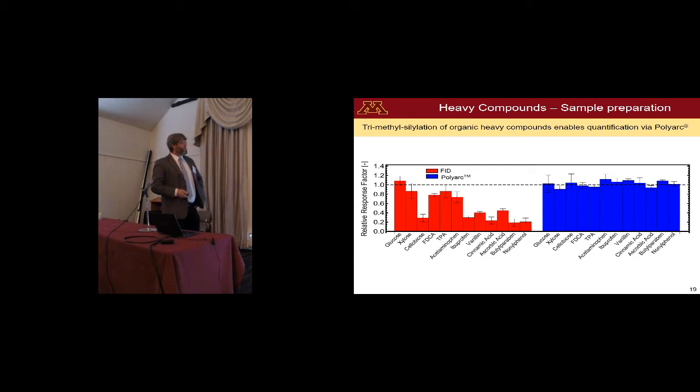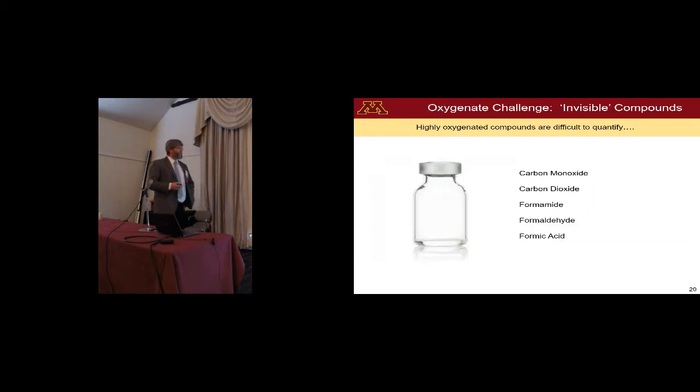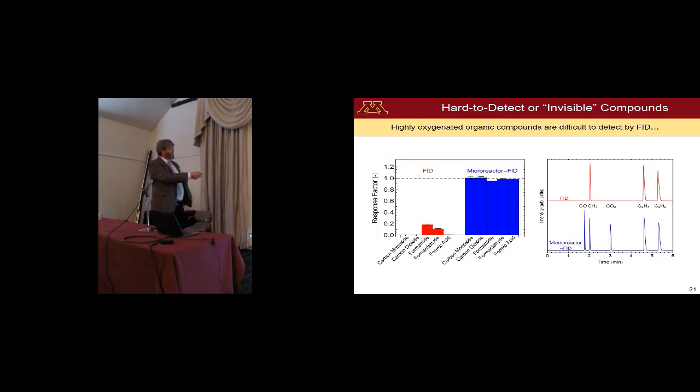Now there's even molecules that are worse. If you look at some of these other things like carbon monoxide, carbon dioxide, or formic acid, which is really important for biomass applications, you can compare these with the Polyarc approach versus the conventional FID. Here you see a very nice response with this microreactor FID approach. For some of these, they're essentially invisible. Carbon monoxide and carbon dioxide are essentially undetectable. Formic acid is almost undetectable, and some of these have almost no response.